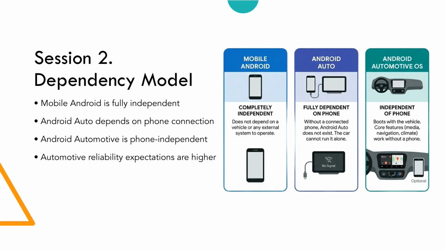Another subtle but important insight is reliability expectation. Because Android Automotive is independent, it must behave like an appliance. It must start every time the car starts, handle power loss, and recover gracefully. Android Auto can fail without affecting the car. This difference strongly influences design, testing, and validation.